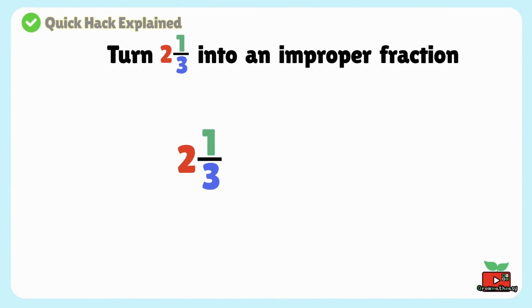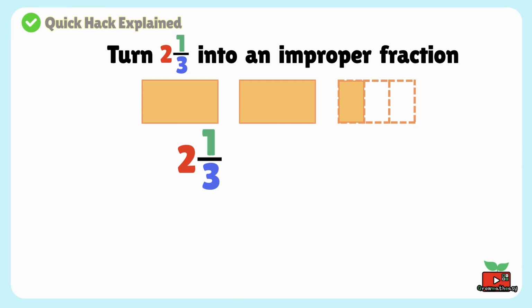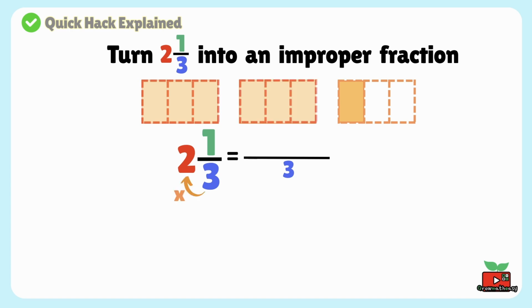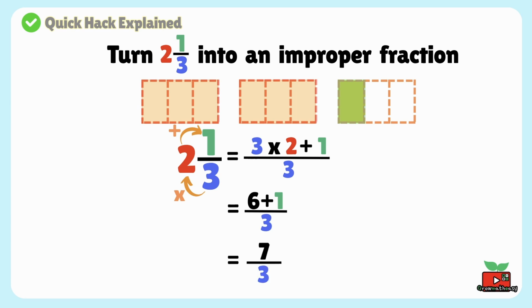To see how this quick hack actually works, when we look at 2 1/3, we keep the same denominator 3, and then we know that 1 whole is 3/3. And 2 wholes give us 3 times 2, that is 6/3. And then we still have 1/3 here. So altogether, we have 3 times 2 plus 1, which means we have altogether 7/3. Super simple, isn't it?